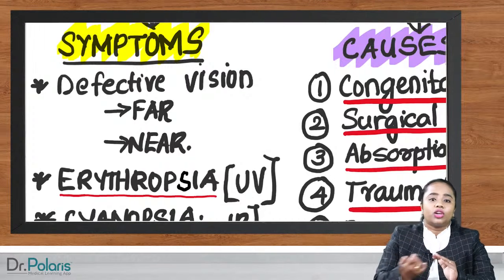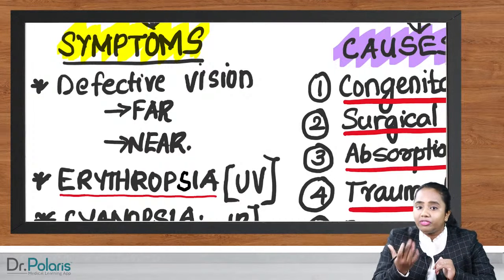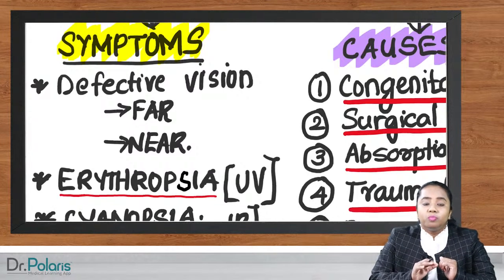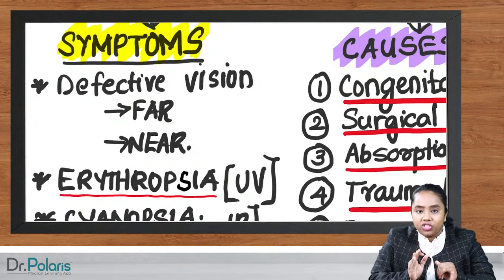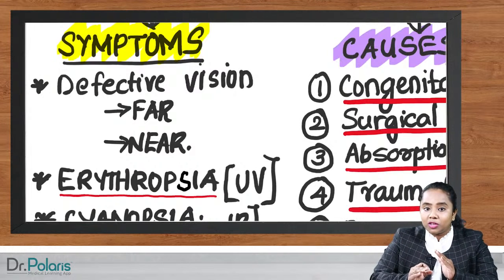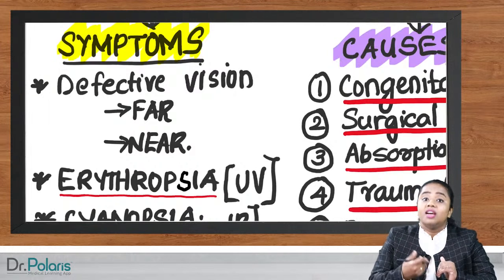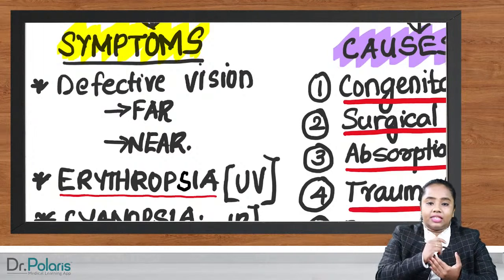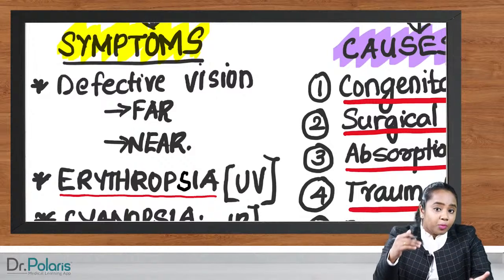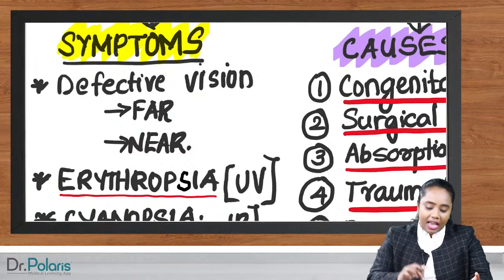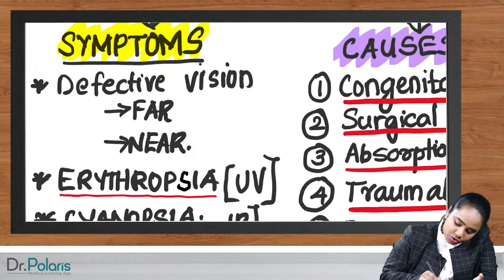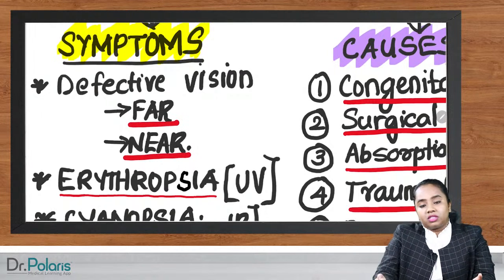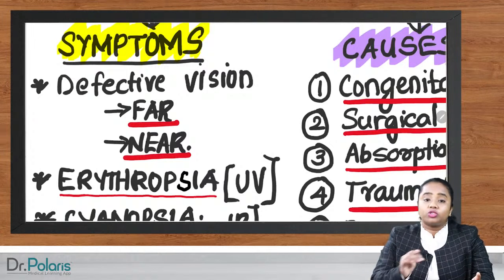Now, which vision are we talking about? Is it a near vision or is it a far vision? Here, in patients who are aphakic, both near vision and far vision are going to get affected. In hypermetropia, the patient had a problem seeing nearby objects, that is, long-sightedness. But in myopia, the patient had a problem seeing far away objects. But in aphakia, the patient is going to have problems seeing both far away objects as well as nearby objects. So, both near vision and far vision are going to be affected.